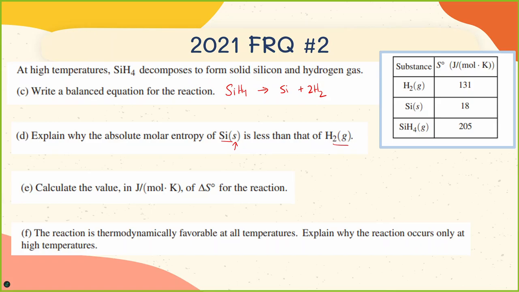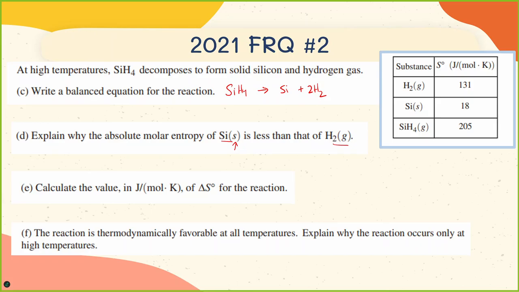So go to the phase, the solid phase, describing the particles. Solids are close together, held together in fixed position, and aren't going to have a lot of microstates. They can vibrate in place, whereas the gas is in constant random motion, bouncing off the walls of the container, filling the container completely, really spaced out, and therefore has a lot more microstates, a lot more randomness.